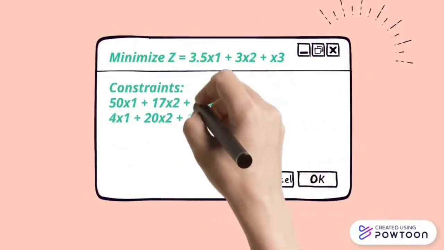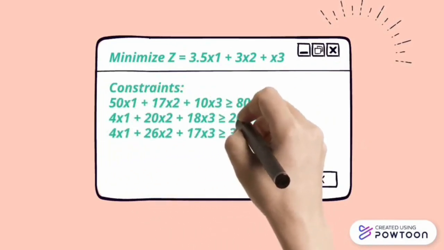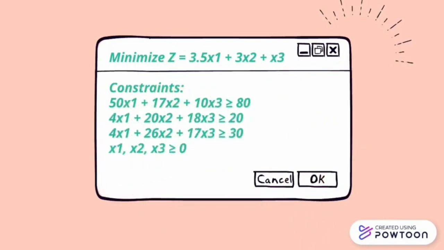Constraint for carbohydrate is 50x1 + 70x2 + 10x3 ≥ 80. For the fat, we have 4x1 + 20x2 + 18x3 ≥ 20. Constraint for protein is 4x1 + 26x2 + 17x3 ≥ 30. So, x1, x2 and x3 ≥ 0.